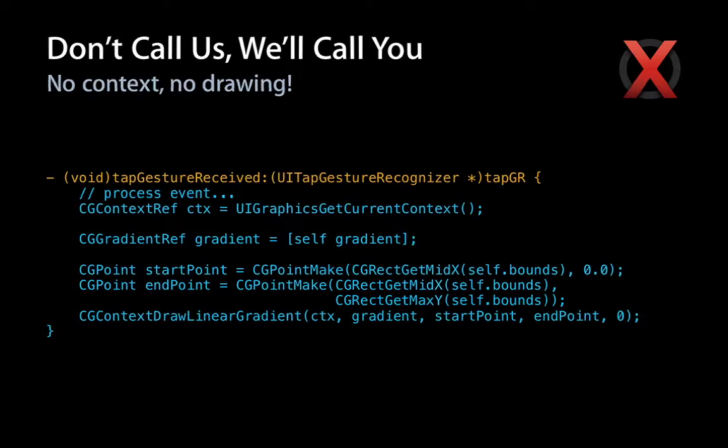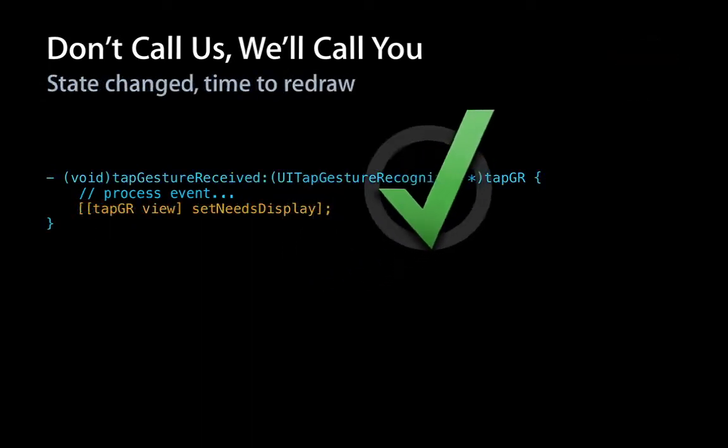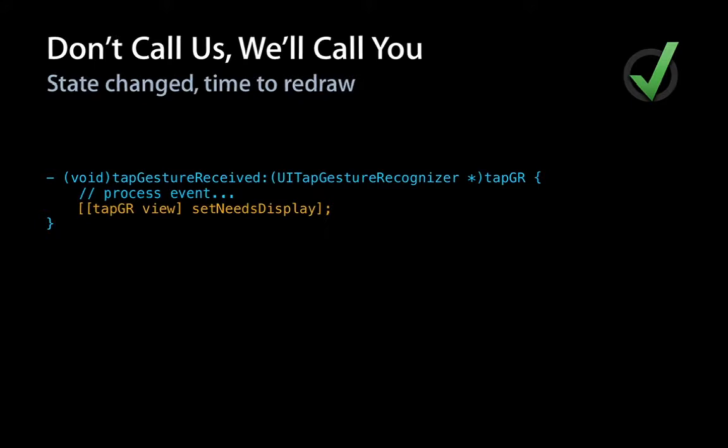It is really important that when you have user interaction that you're updating state. So in this method, instead of trying to draw, what you want to do is update your state, make whatever state changes happen because the user tapped or panned or whatever, and then tell the view that it needs to display itself. Calling this method is really inexpensive. It just flips a single bit on the view and marks it that it needs to be redrawn. So you can call it as often as you want.